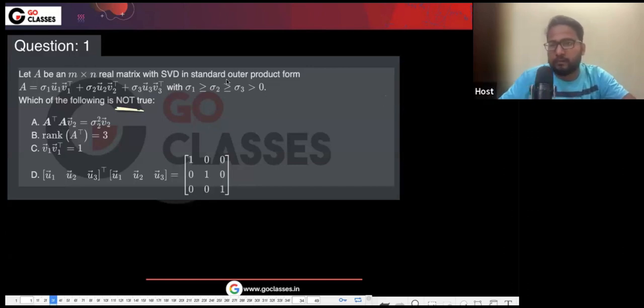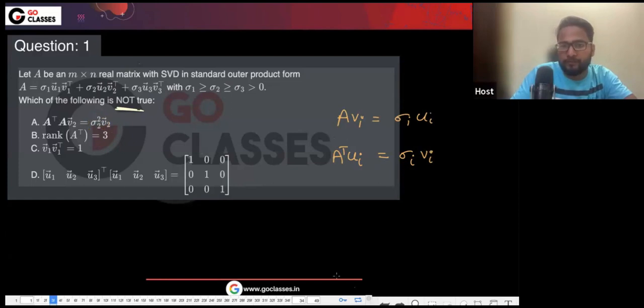So, as you might remember, what are the equations for SVD? You can say A V_i equal to sigma_i U_i, or you can also say A transpose U_i equal to sigma_i V_i. Okay. So, now let's just see this. Is V2 an eigenvector of A transpose A, where the eigenvalue is this? Yes, that is true. This is true because V2 is in fact the eigenvector and the eigenvalue is the square of the singular value. So that's why this is actually true.